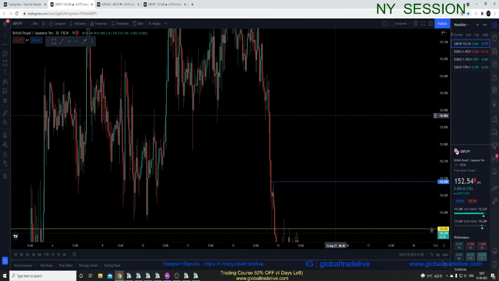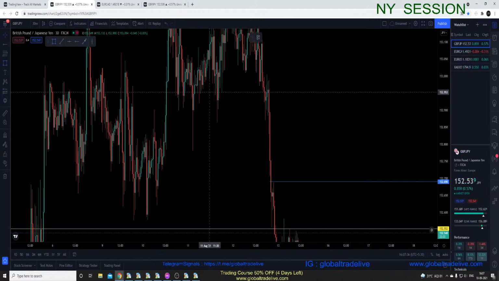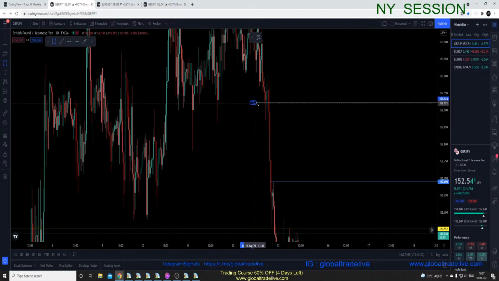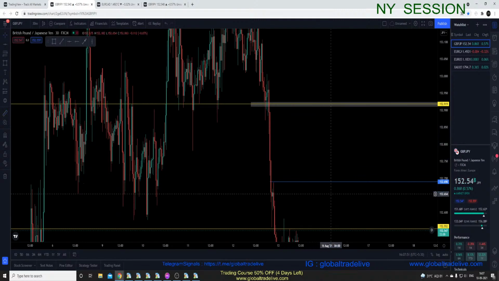Okay, so above 152.690 we have a clean range over here, a massive clean range. I think it can go up too easily to this level over here. So the total range now above this area is 21 pips, so this becomes a total range of 35 pips.